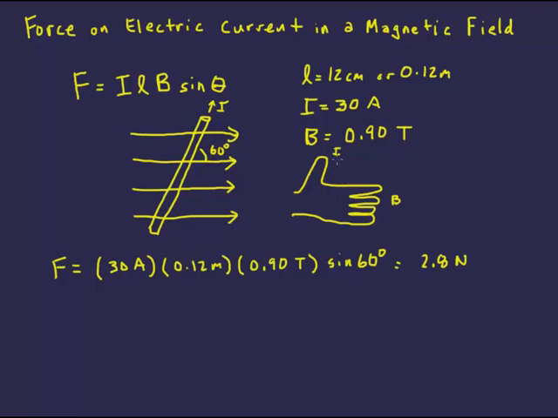So what you have to do is line up your thumb with the current, line up your fingers with the magnetic field, and your palm will actually point in the direction of the force. So in the case of this over here, this is actually how it's already kind of lined up. My fingers are pointing to the right, my thumb is pointing up, more or less, and my palm would be facing into the page, which means that this force would be 2.8 newtons into the page.